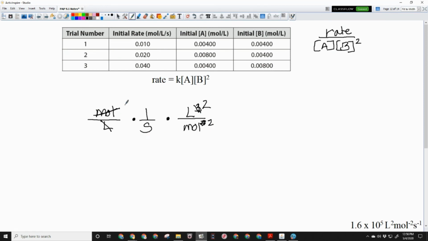So no seconds, so we can't cancel out any of the seconds. So what we have here is, this is really a 1. 1 times 1 times liters squared. Okay, so we have liters squared over, this is really a 1 when we cancel it out, 1 times S times moles squared. So we have moles, seconds times moles squared. All right.